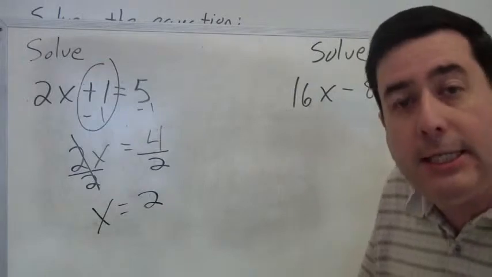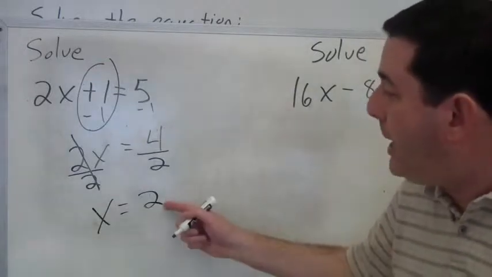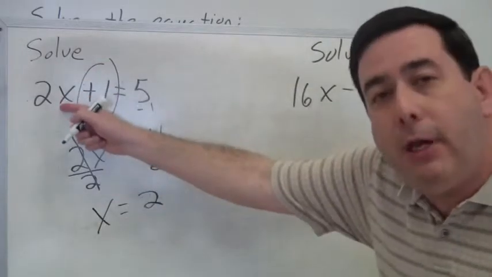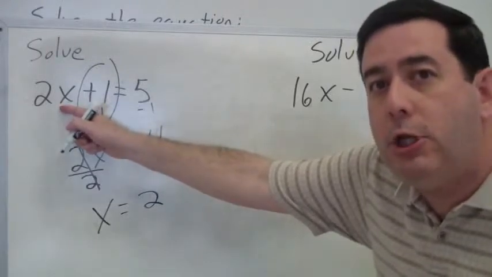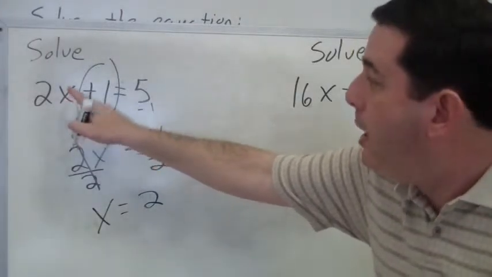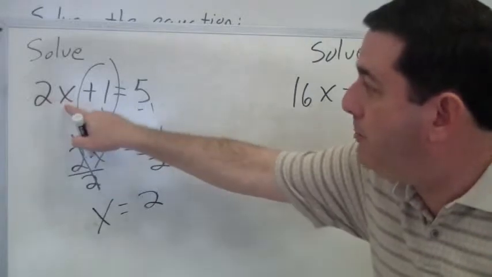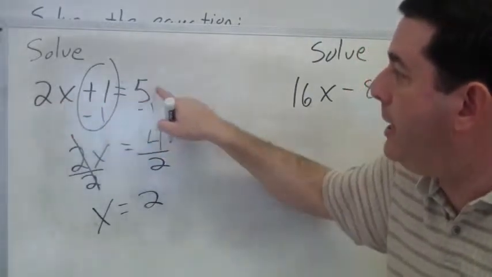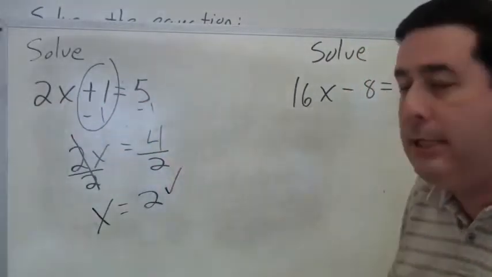Again, we can check to see, is this really a solution, by taking the 2 and putting it in. If it gives me a true statement, it's a solution. If it doesn't, then it's not. Put 2 in for x, 2 times 2 made 4, 4 plus 1 is 5, so 2 is a solution for this problem.